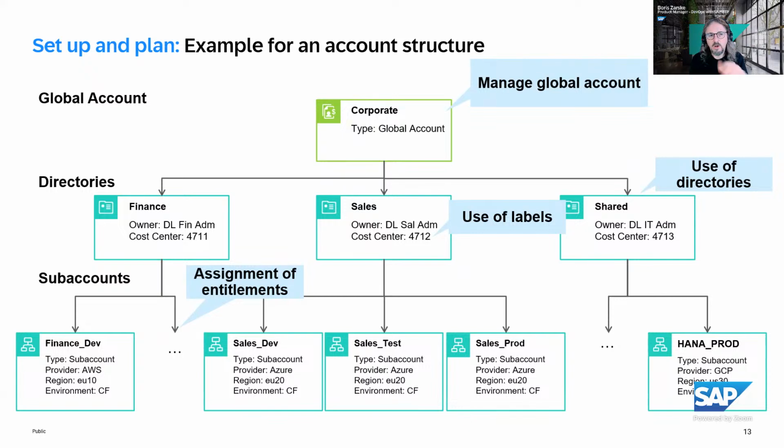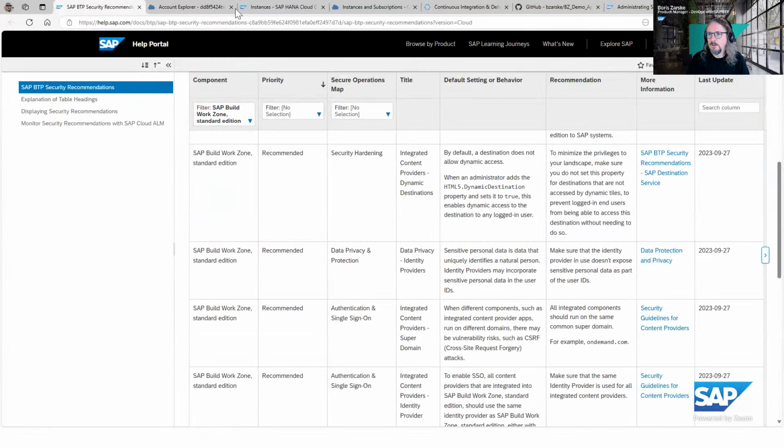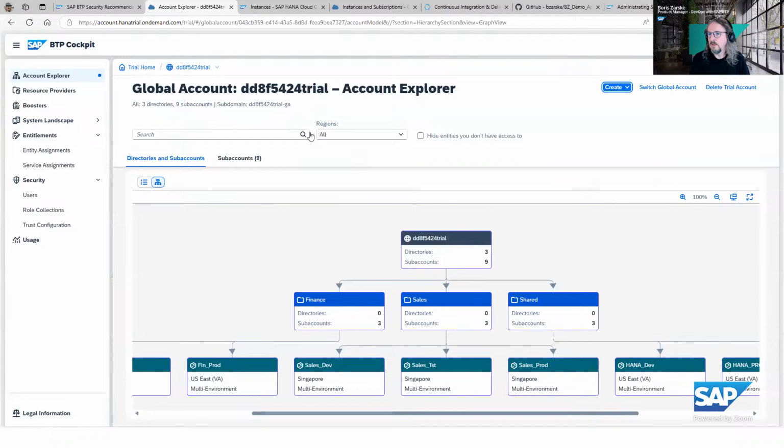You can also use directories, several levels, as structuring elements in between. Here we see we have one directory for the sales organization. And then you can also assign labels, meaning metadata, for those. As it's easier to get when you see it, let's briefly bring that up in an example account. Here I have a trial account, so you can also get trial access without costs.